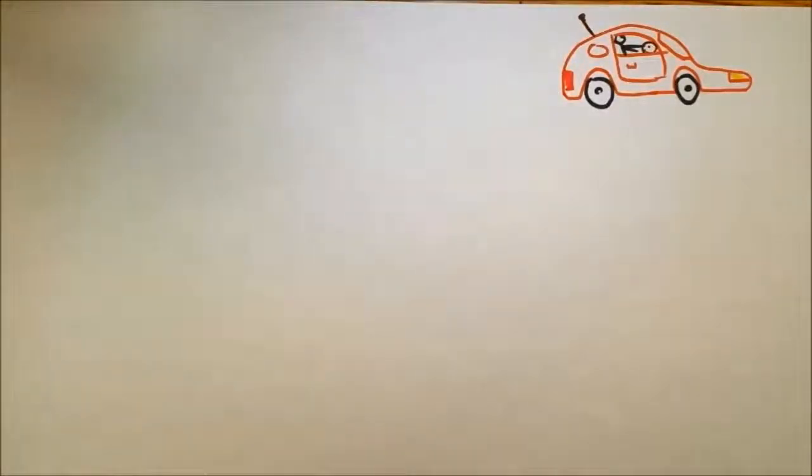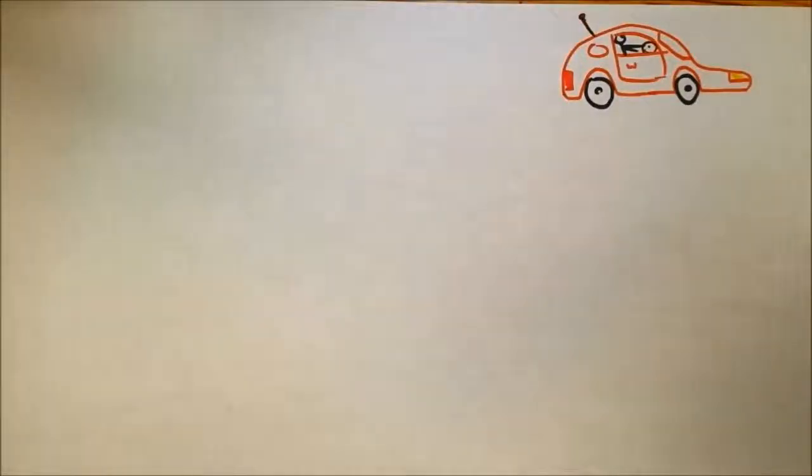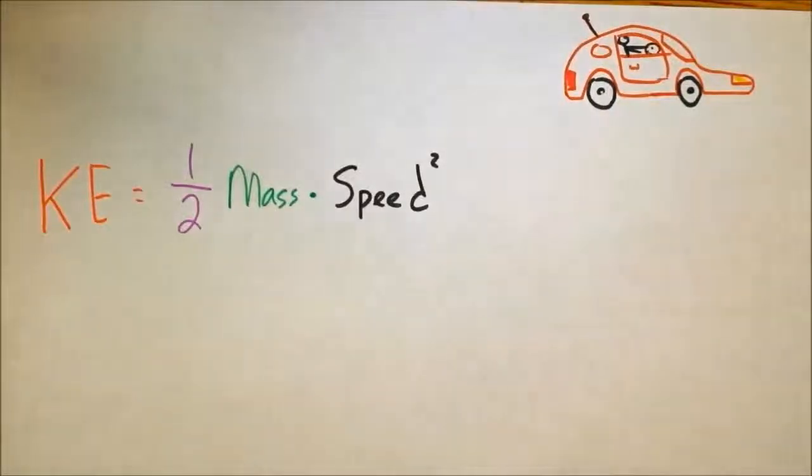Last problem, number 10. We have a 1,500 kilogram car, yay car. It's moving at 12 meters a second. What is its kinetic energy? Well, there is a formula for that. What is it? There it is. See how smart you are? So the kinetic energy can be calculated by using this formula, 1/2 times mass times speed squared.